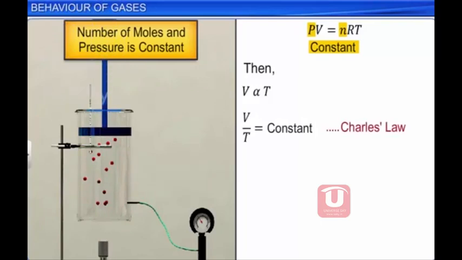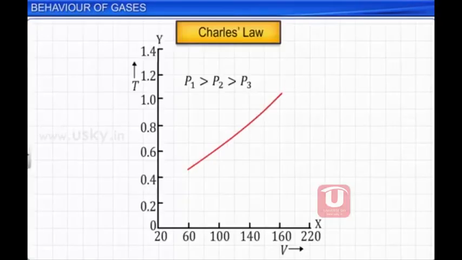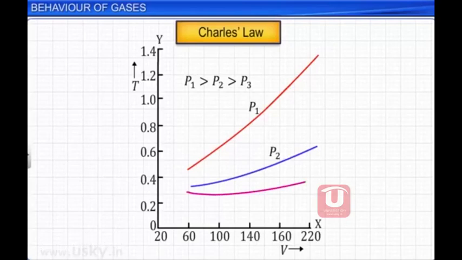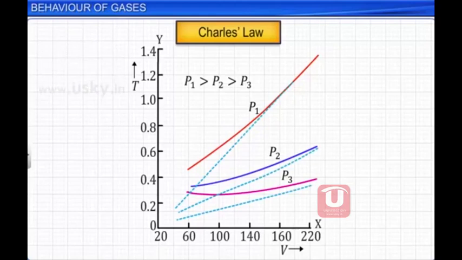If we plot a graph by taking volume on the x-axis and temperature on the y-axis at 3 different constant pressures, the graphs are as shown in the figure. In this case too, the graph is well fitted at high temperature. That is, a straight line, but it is a curved line at low temperatures. This is according to Charles' law.